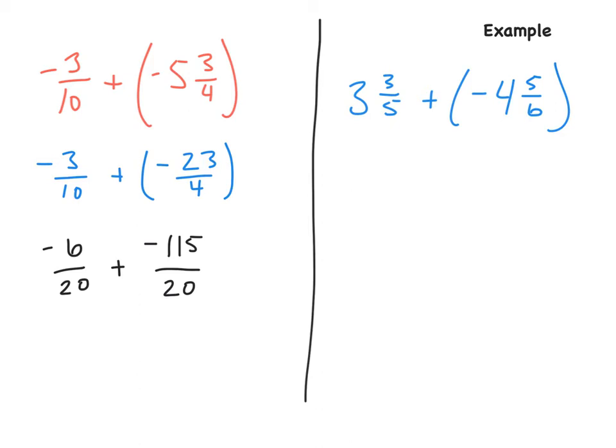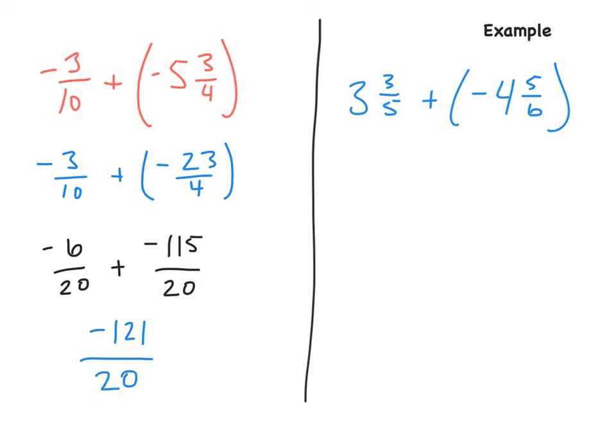So now we have -6/20 plus -115/20. So all we have to do is just add straight across. So -6 plus -115 is equal to -121. Keep the denominators the same.